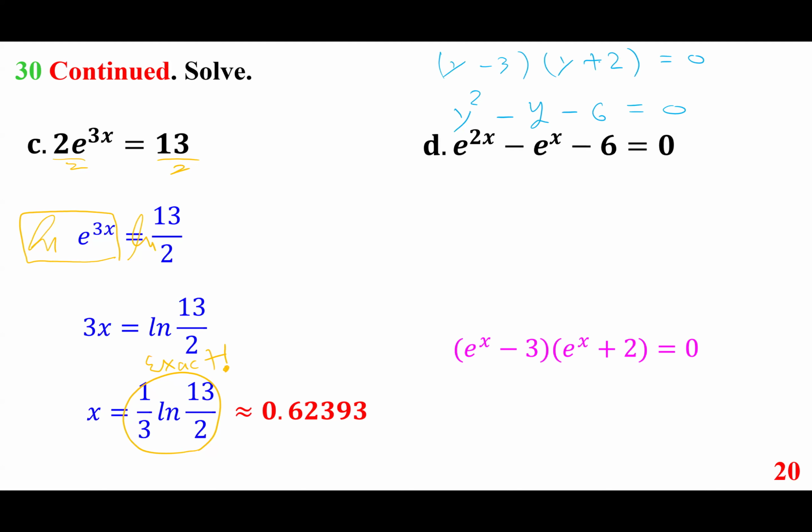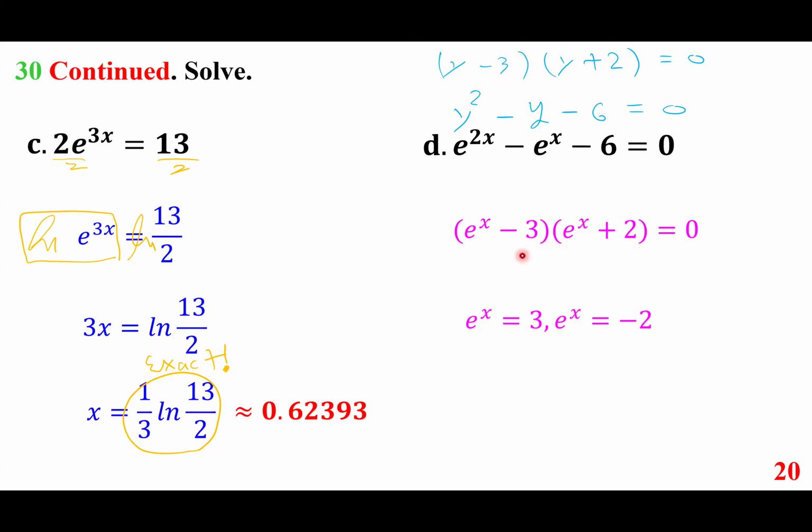You can factor it just the way it is. So you could write it as e to the power of x minus 3 times e to the power of x plus 2. Either way is fine. If you go this route, y is 3, y is -2. If you go this route, e to the power of x is 3, e to the power of x is -2. In either case, you have to go from there to here. So this one, you say y is 3, and you go to this one. This one, you say y equals -2. You go to this one because you have to change it.